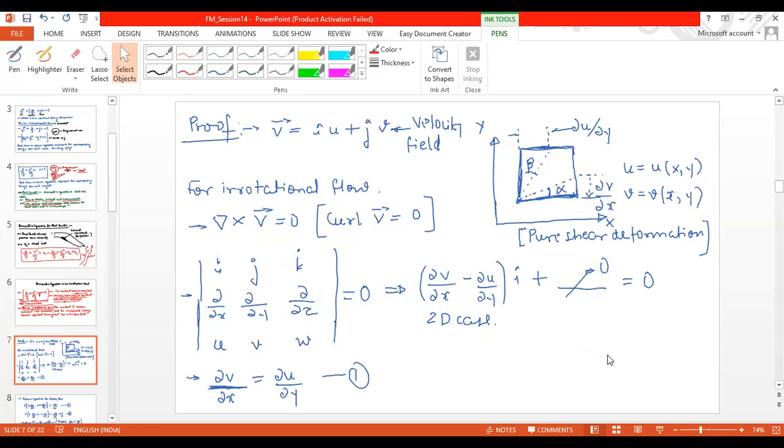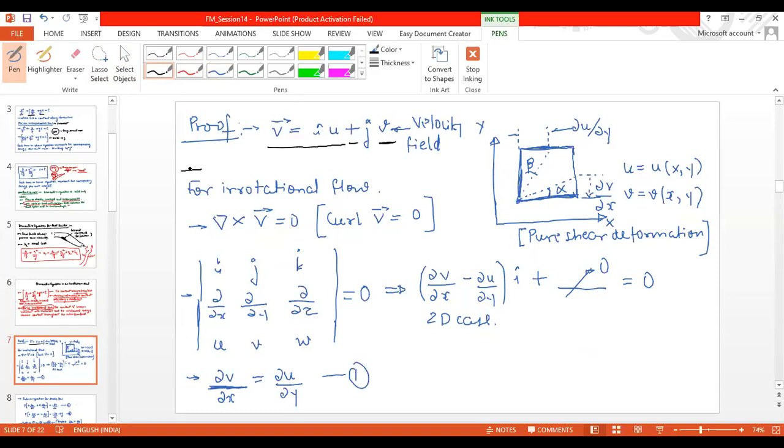So first of all, let us consider a fluid element in a two-dimensional plane, that is the x, y coordinate, and this is my fluid element. Now the velocity field. Let us assume the velocity field for the two-dimensional plane is given by v vector equal to u i cap plus v j cap. So let us say this is our velocity field.